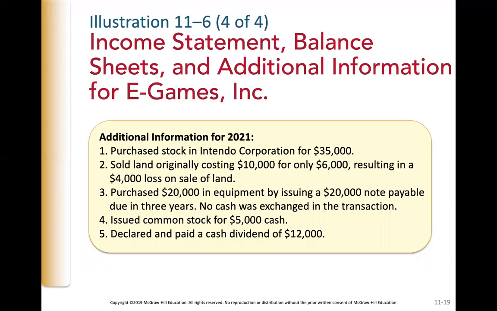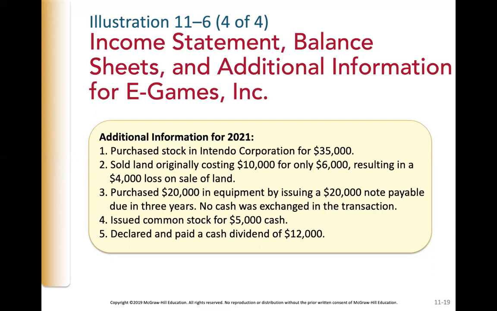Second, they sold land that originally cost $10,000 for only $6,000, resulting in a $4,000 loss on sale of land. So that's additional information regarding that loss on the income statement, as well as the change in the land account on the balance sheet.